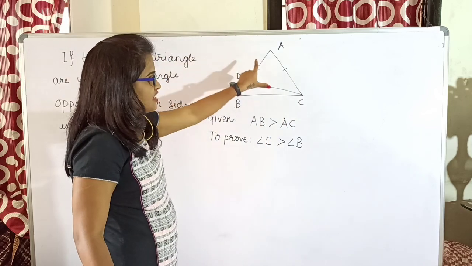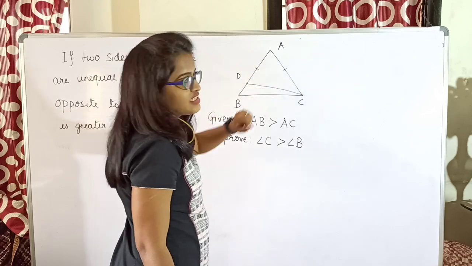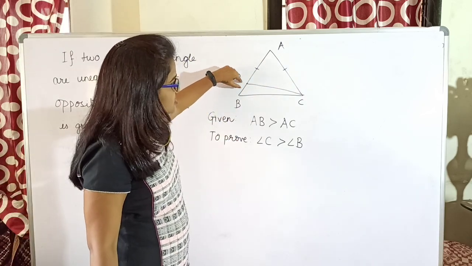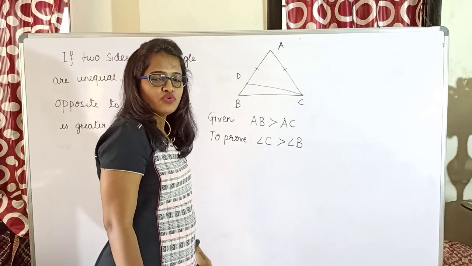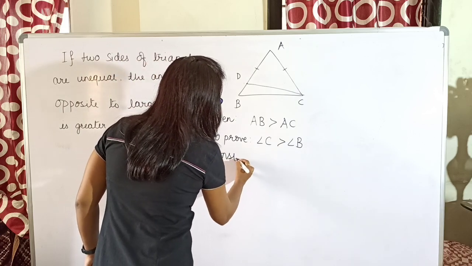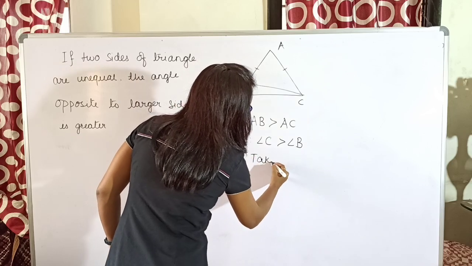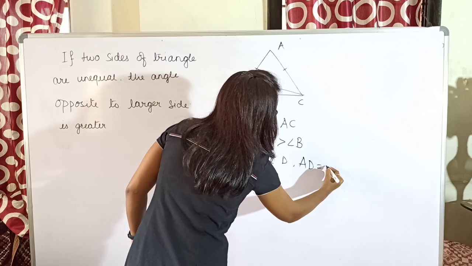If AB is greater than AC, for example, if AB is 10 centimeters and AC is 6 centimeters, definitely I can take a point D in such a way that AD will also be 6, so that AD and AC are equal to one another. So that is your construction. It says take point D such that AD is equal to AC.